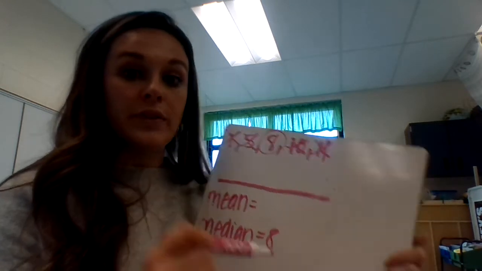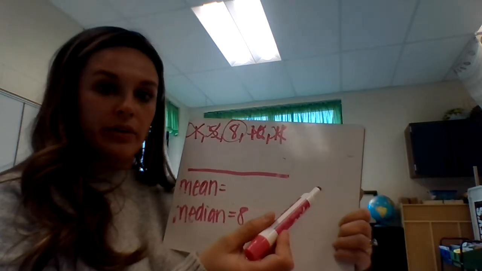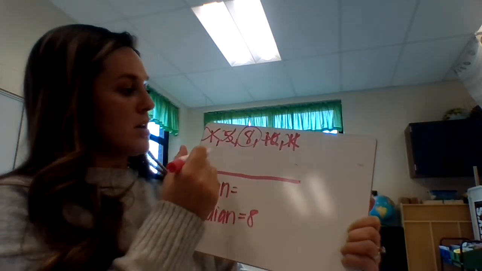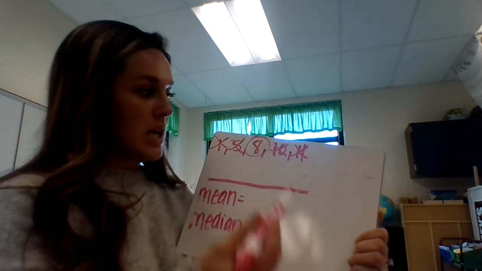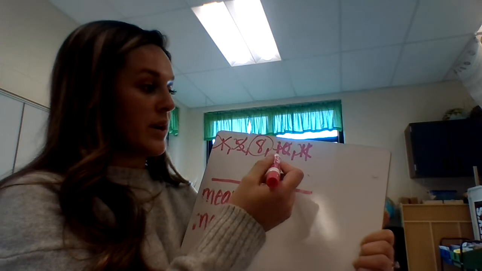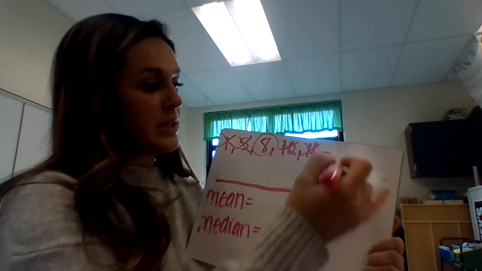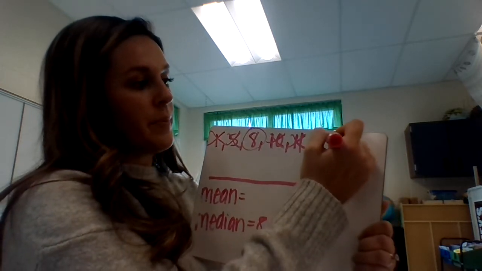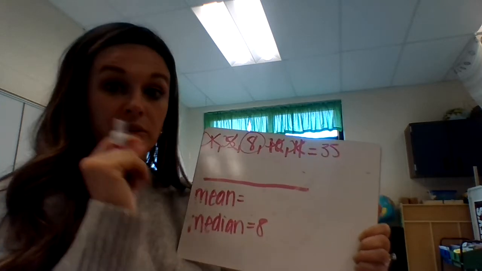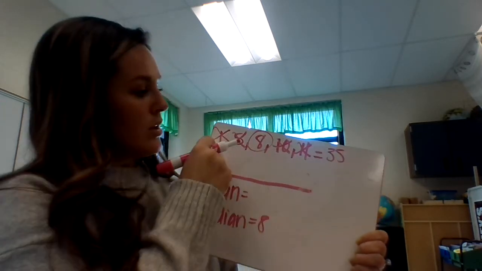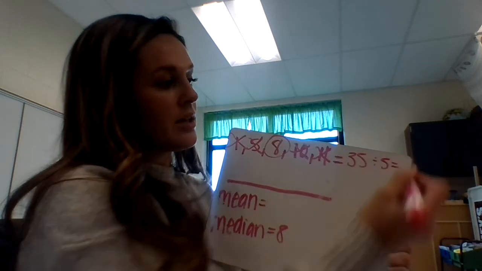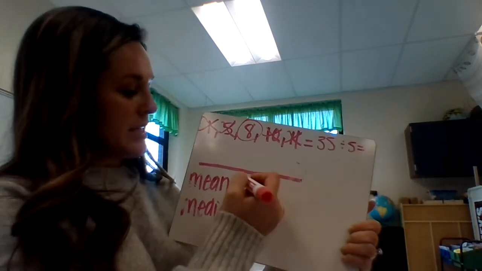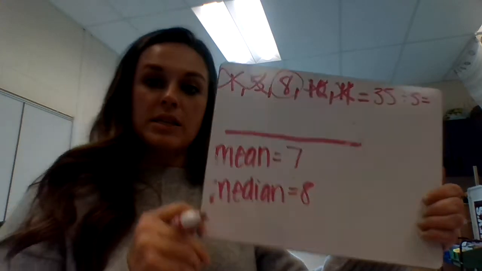So now to find the mean, I have to add all of those numbers together, then divide by how many there are. So 1 plus 5 is 6, 6 plus 8 is 14, plus 10 is 24, plus 11 is 35. So I've got 35. Now I have to divide by how many numbers I have. 1, 2, 3, 4, 5. Divided by 5. 35 divided by 5 is 7. So the mean is 7.